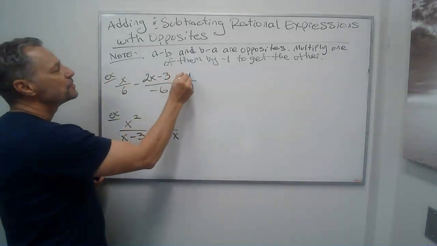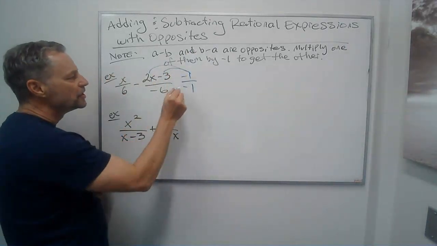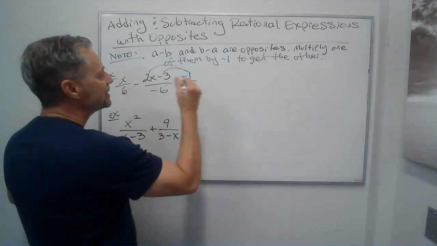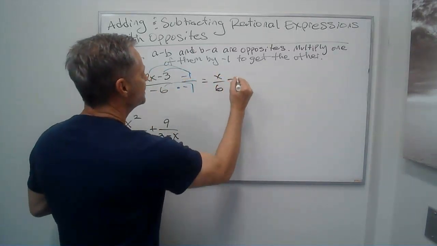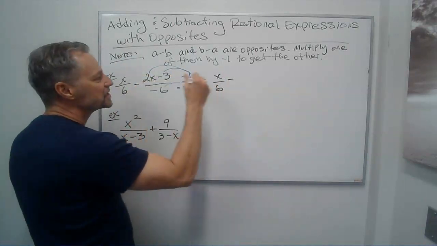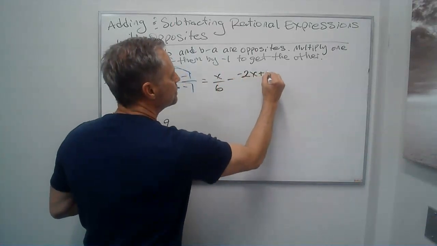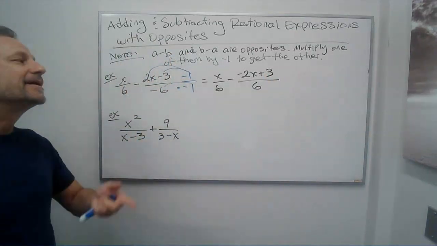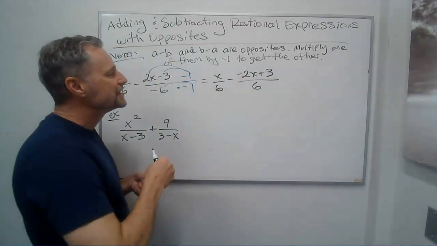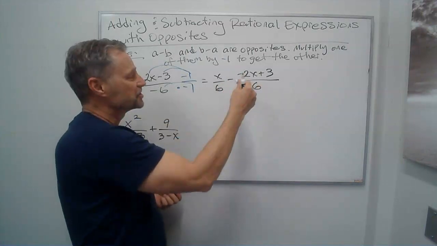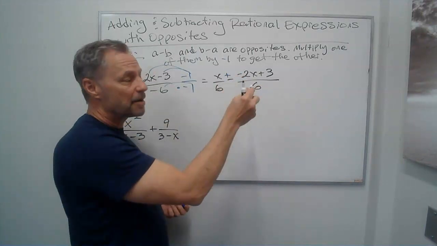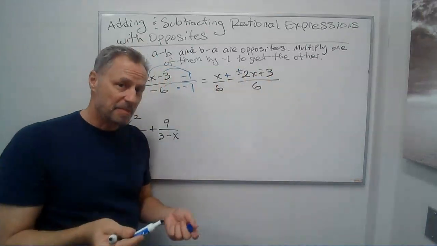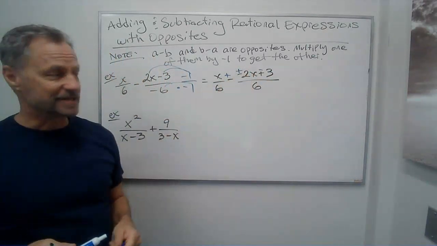Okay, so I'm going to distribute this one through. This one just goes there, makes it a 6. So now I get x over 6 minus, and this is -2x plus 3 over 6. Now they have the same denominator. Remember, when I have subtraction of rational expressions, I like to make that addition of the opposite. So that plus is going to change these signs in here to their opposites. I just change all the signs.